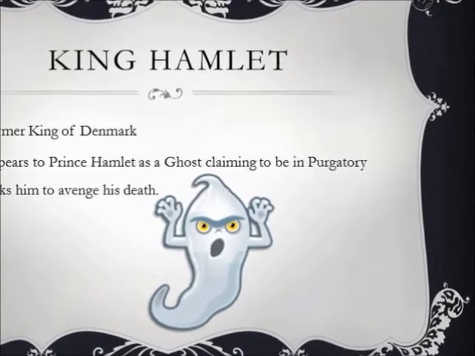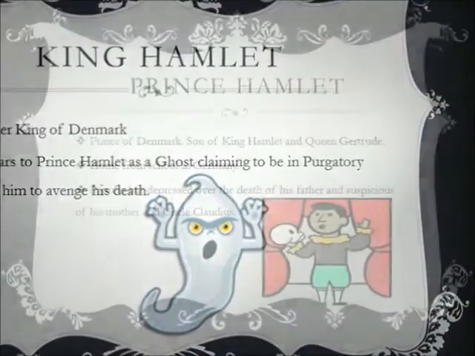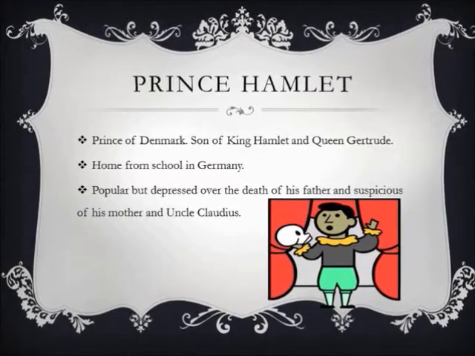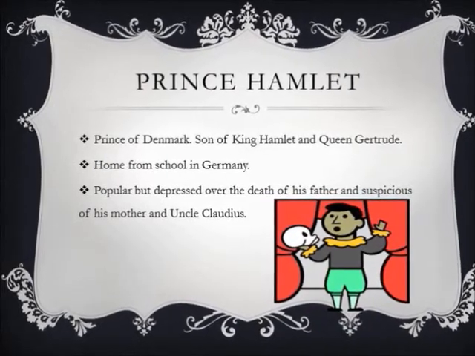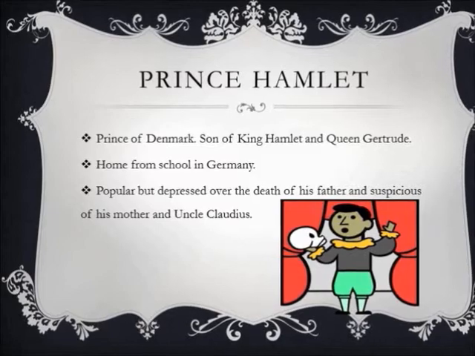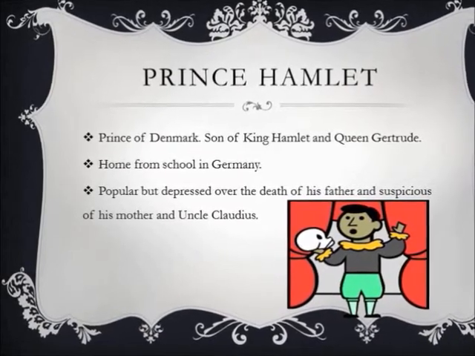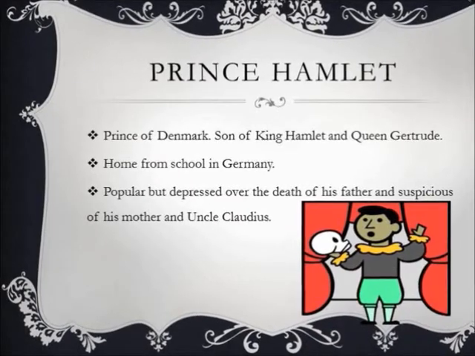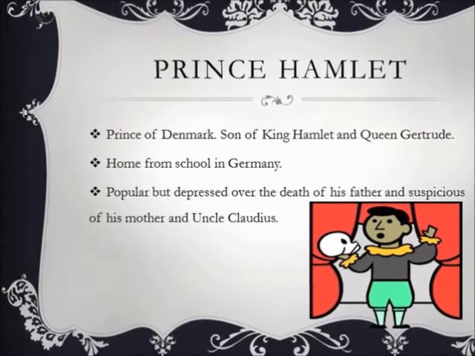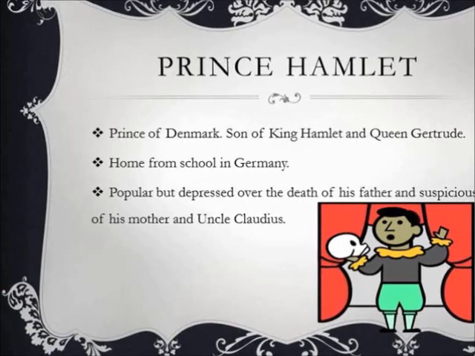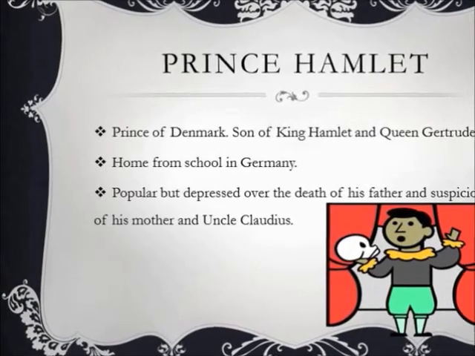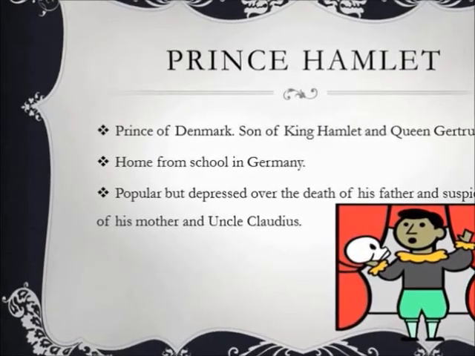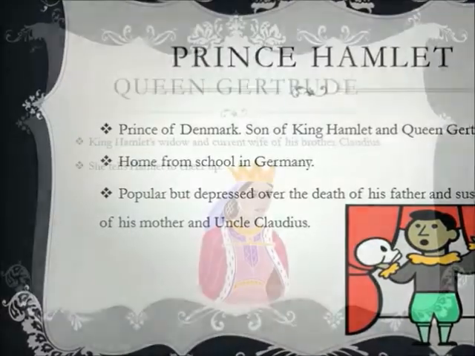Horatio decides that he will tell the king's son, Prince Hamlet, about the ghost. Prince Hamlet is a college student who has come home from school in Germany for his father, King Hamlet's funeral. He is a very depressed young man. He loved his father very much and is very distraught over the fact that his mother, the queen, has just married his father's brother Claudius. The ghost appears to Hamlet and tells him that he is in purgatory and was murdered by his brother Claudius. Hamlet decides he must avenge his father's death by killing his uncle.